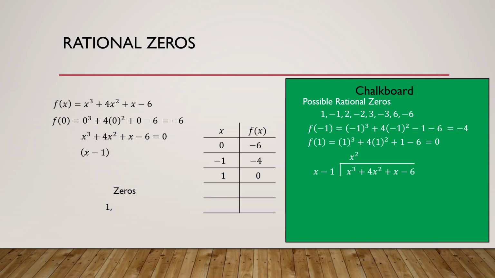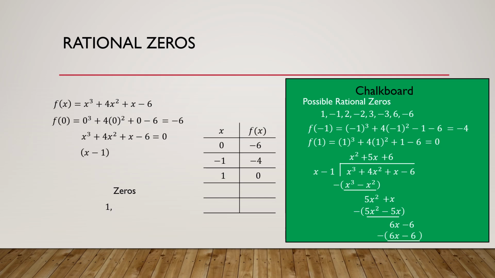X squared times x minus 1 equals x cubed minus x squared. Subtract to get 5x squared, then bring down the x term. The next term will be 5x. 5x times x minus 1 is 5x squared minus 5x. Subtract to get 6x, then bring down the negative 6. The last term will be positive 6 times x minus 1 equals 6x minus 6 with no remainder.